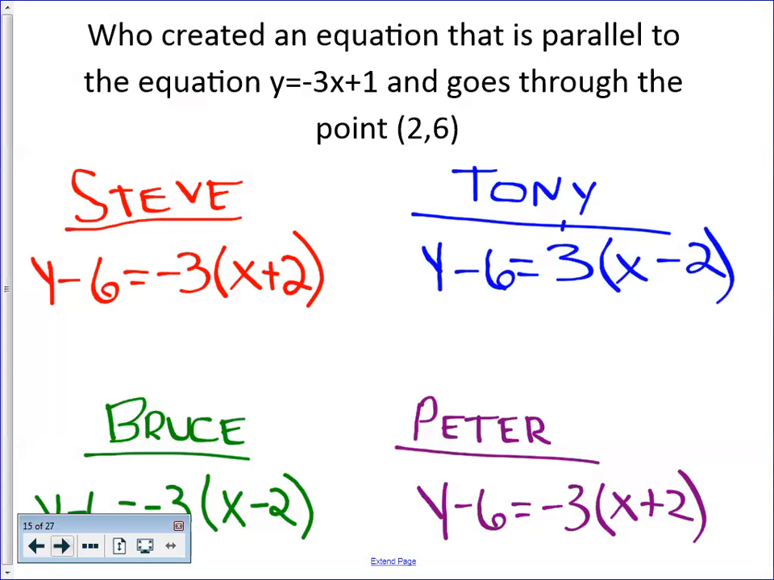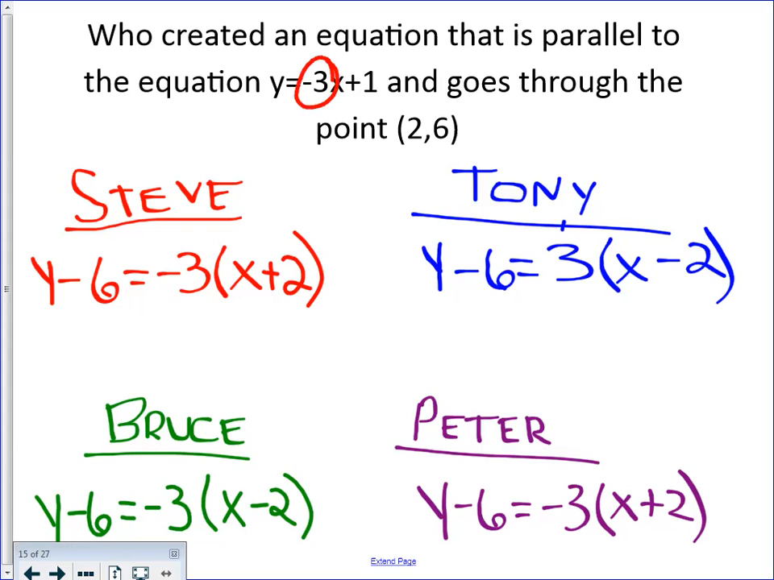All right, before we go ahead and talk about this new topic, let's review what we talked about on Friday. Go ahead and pause this video and decide who wrote the correct equation. All right, let's go ahead and see who did this correctly. First, we needed to write an equation that's parallel to y equals negative 3x plus 1. So if I'm parallel, that must mean that my slope is parallel. So my parallel slope is then negative 3.